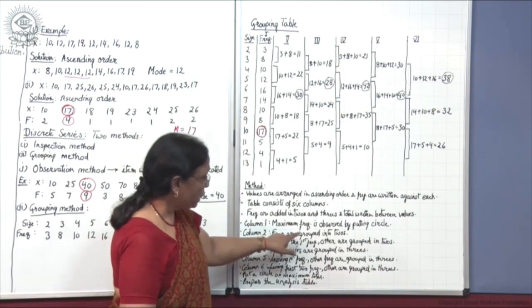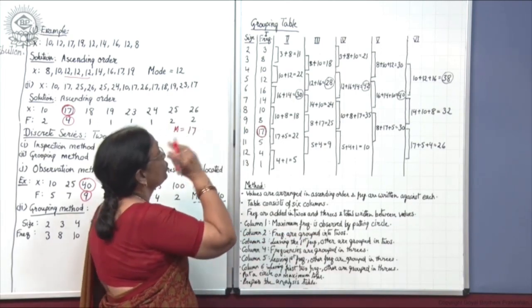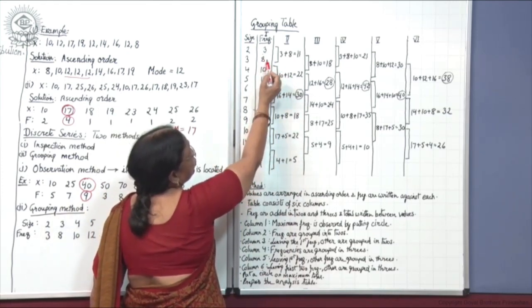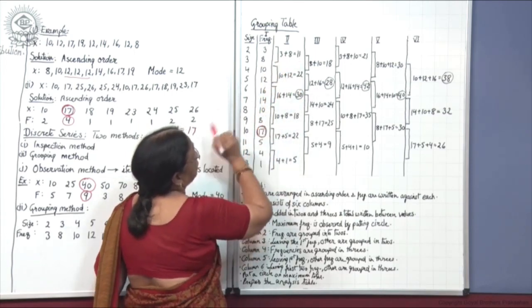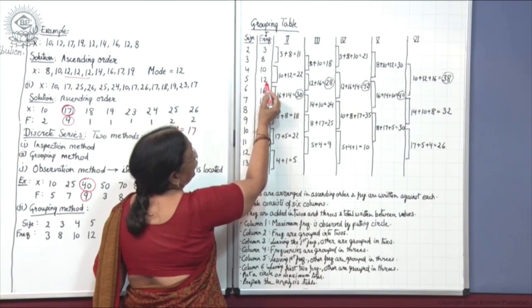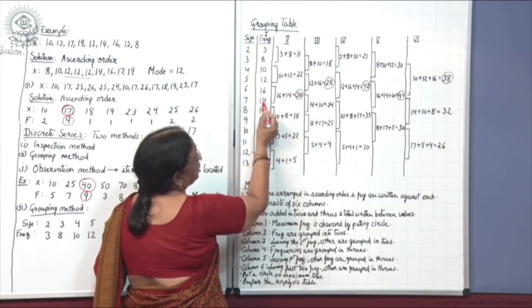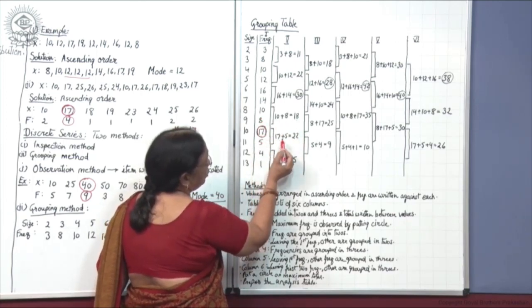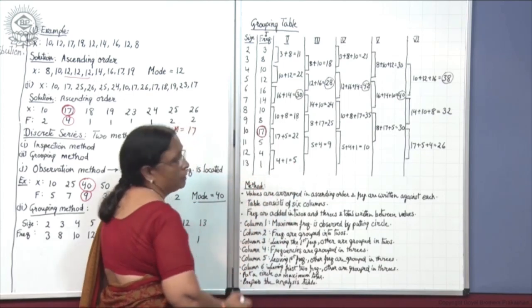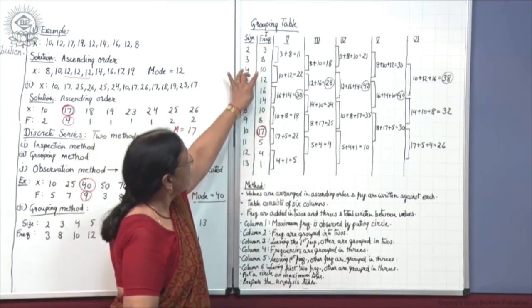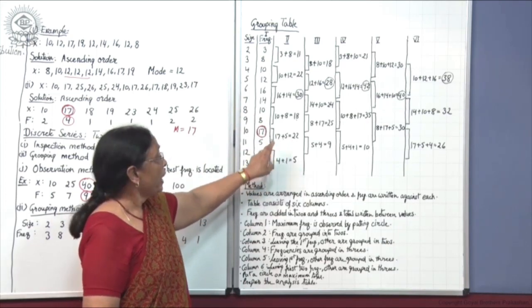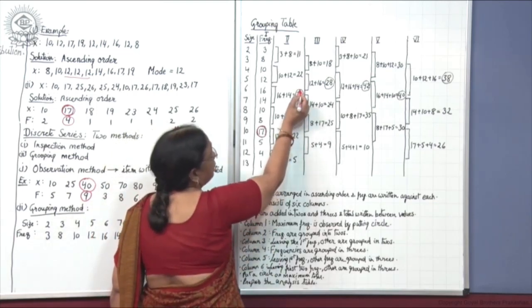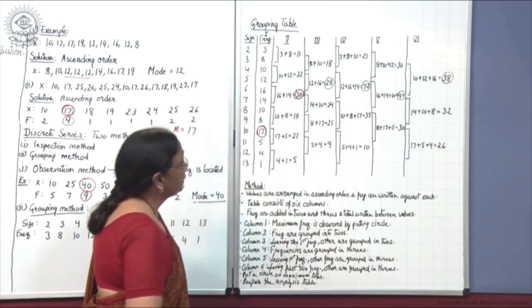Column 2, frequencies are grouped into 2s. Here in column 2, you have to group the frequency. Take 2 frequencies, first 2: 3 plus 8 is equal to 11. Then the next 2: 10 and 12 is equal to 22. This plus this is equal to 30. Add up 10 plus 8, 18. Then 4 plus 1, 5. So in this column you group the frequencies into 2s, do the total of each, and again encircle the highest one. Here it is 30.